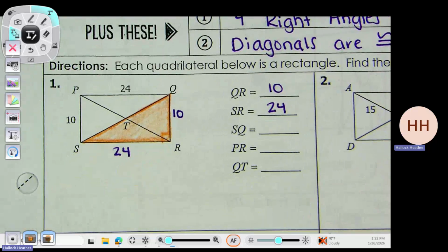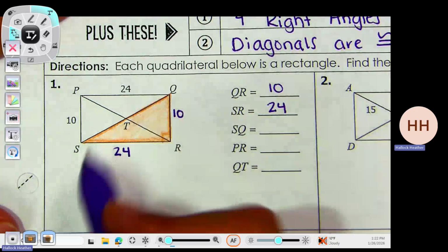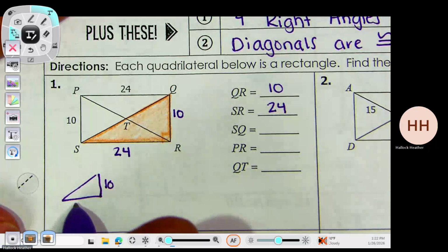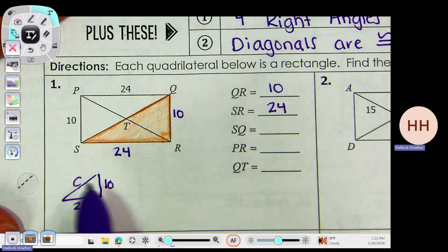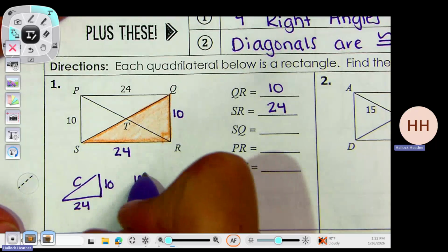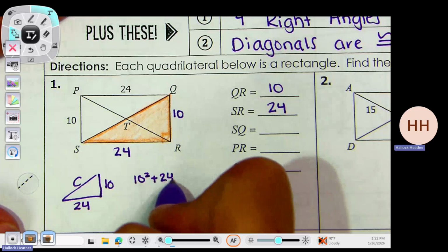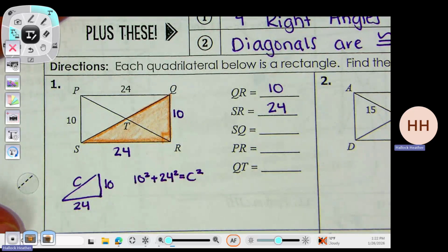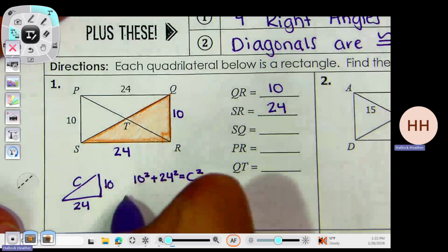So anyways, if I need to find the length of the diagonal, I'm going to make a right triangle, and then I'm going to do the Pythagorean theorem. So 10 is the height. How much is the base? 24. We're going to plug this into the calculator. We are finding the diagonal. The diagonal represents C. So we're doing 10 squared plus 24 squared equals C squared. 10 squared is how much? 100.